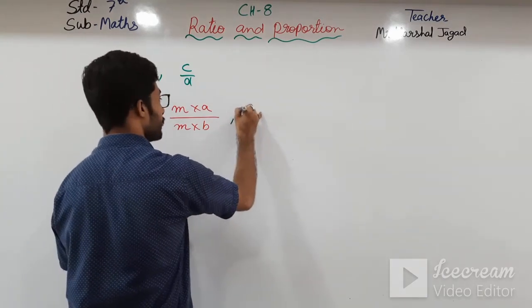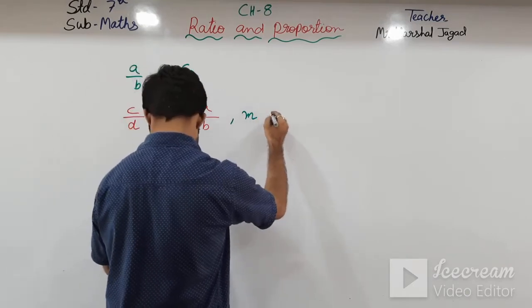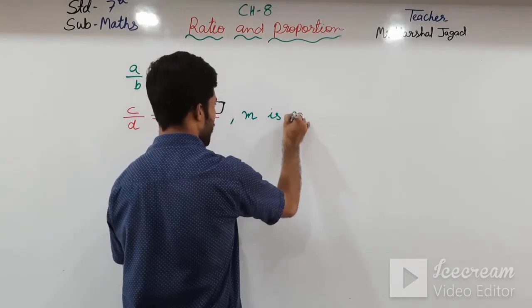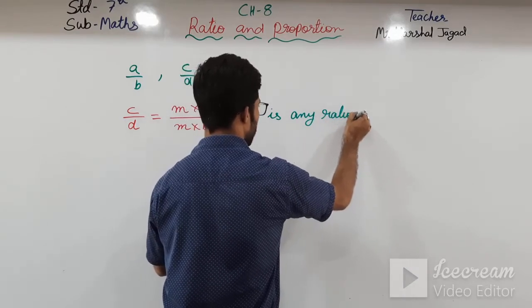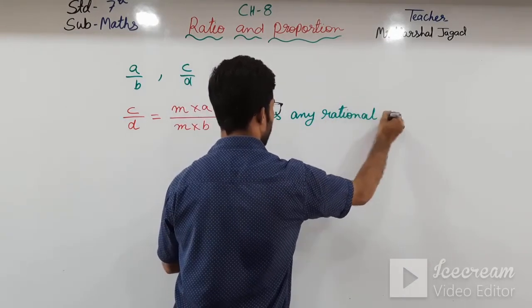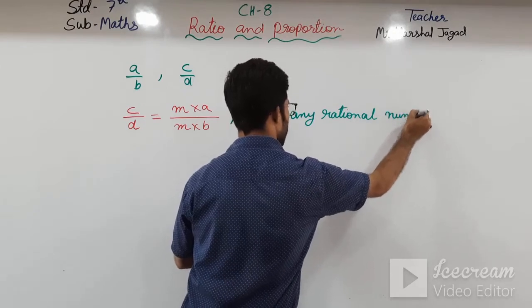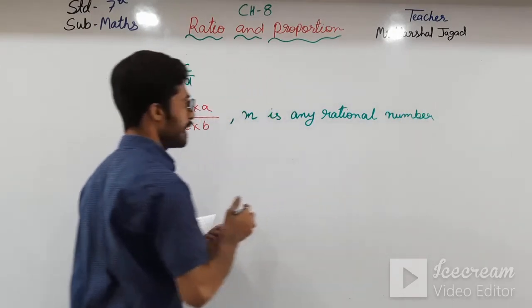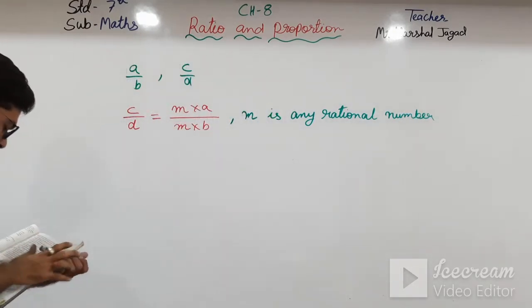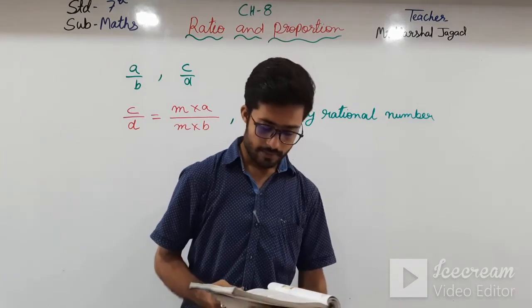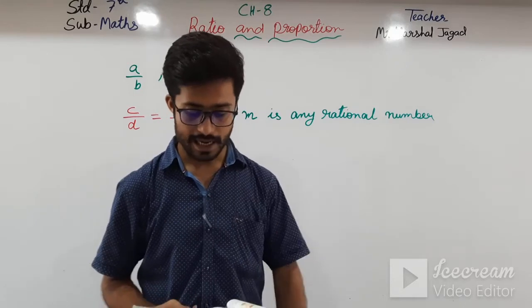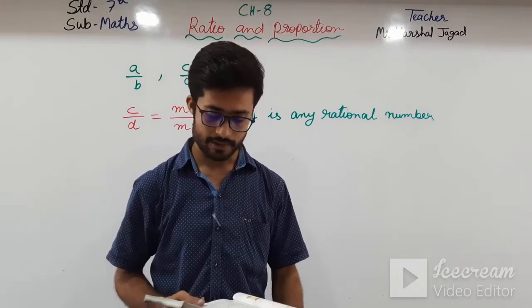Okay students, M is any rational number. See here, going further, we say that A is to B and C is to D are equivalent ratios.